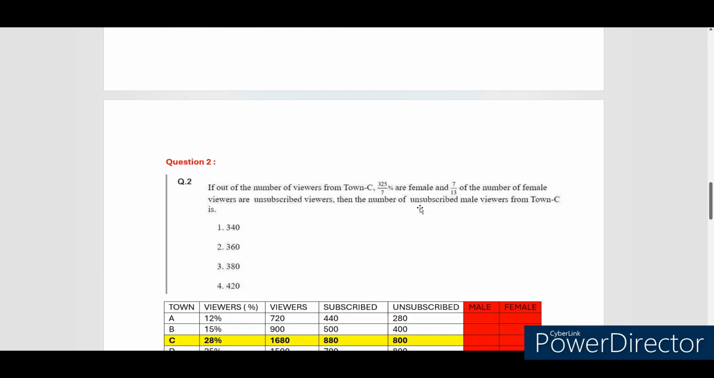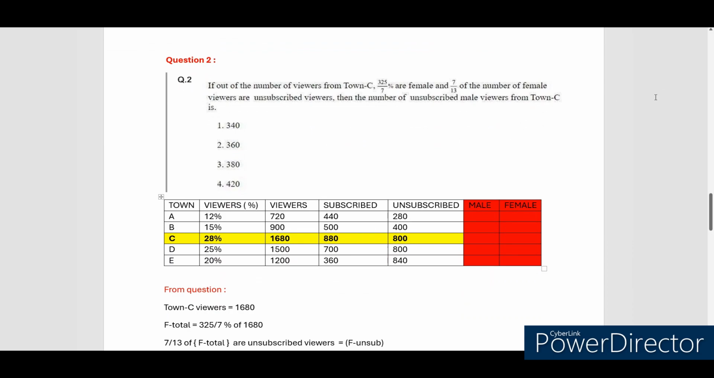Now coming to the second question, it also follows the same approach. You need to convert the statements into equations. So what will be the first statement? Out of the number of viewers from town C, 325 by 7% are female and 7 by 13 of the number of female viewers are unsubscribed viewers. This is something they have given in the question. Let's try to convert this into equations.